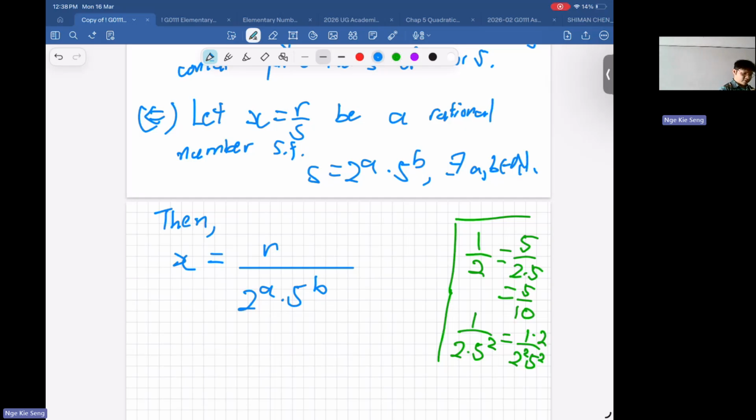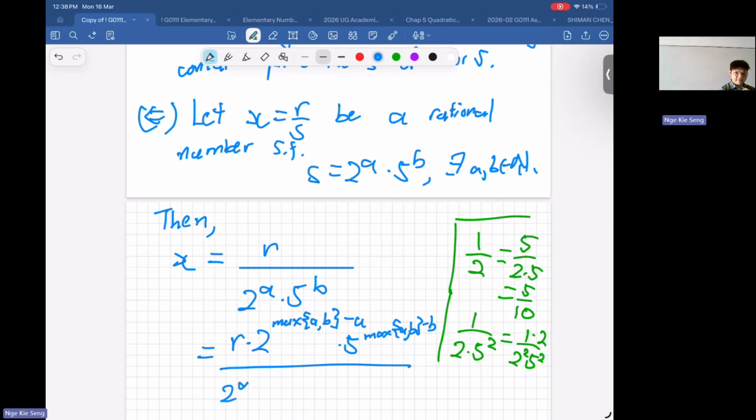Okay. So what we will do is we multiply top and bottom by 2 to the max of a, b minus a times 5 to the max of a, b minus b. Can you see what I am doing here? I'm trying to figure out how many things I need to fill up, and then I just fill enough of them. I see which one is larger, and then I fill that many. That makes sense? Okay.